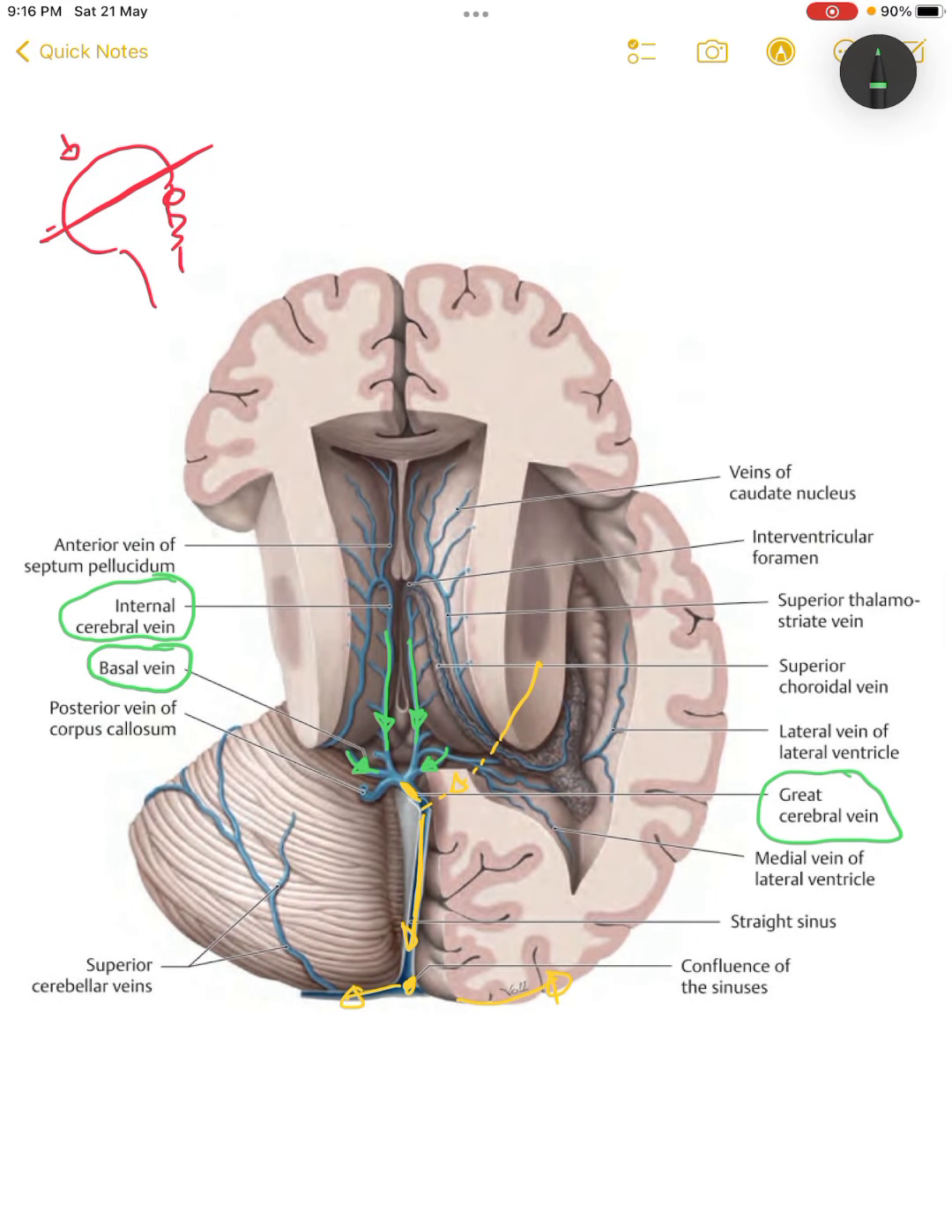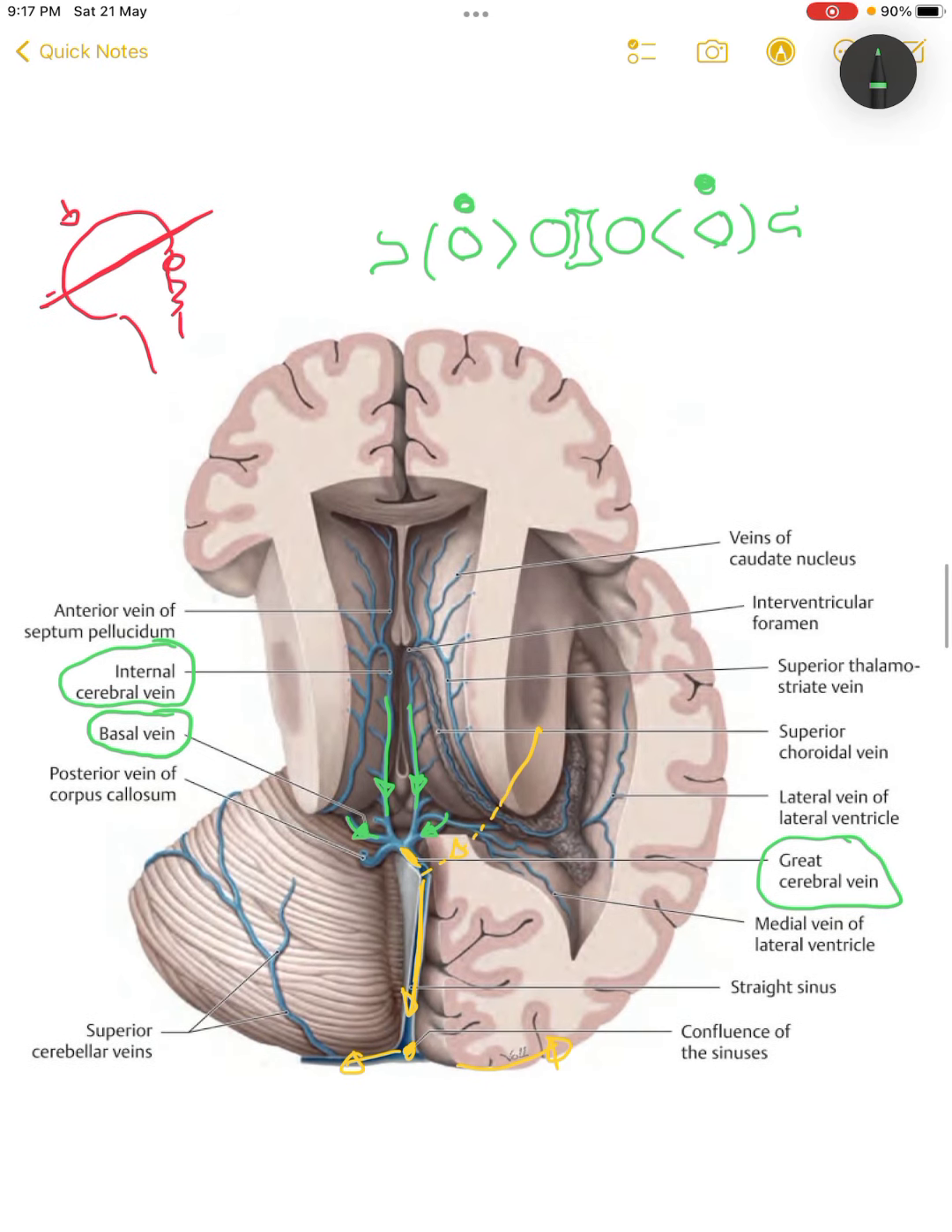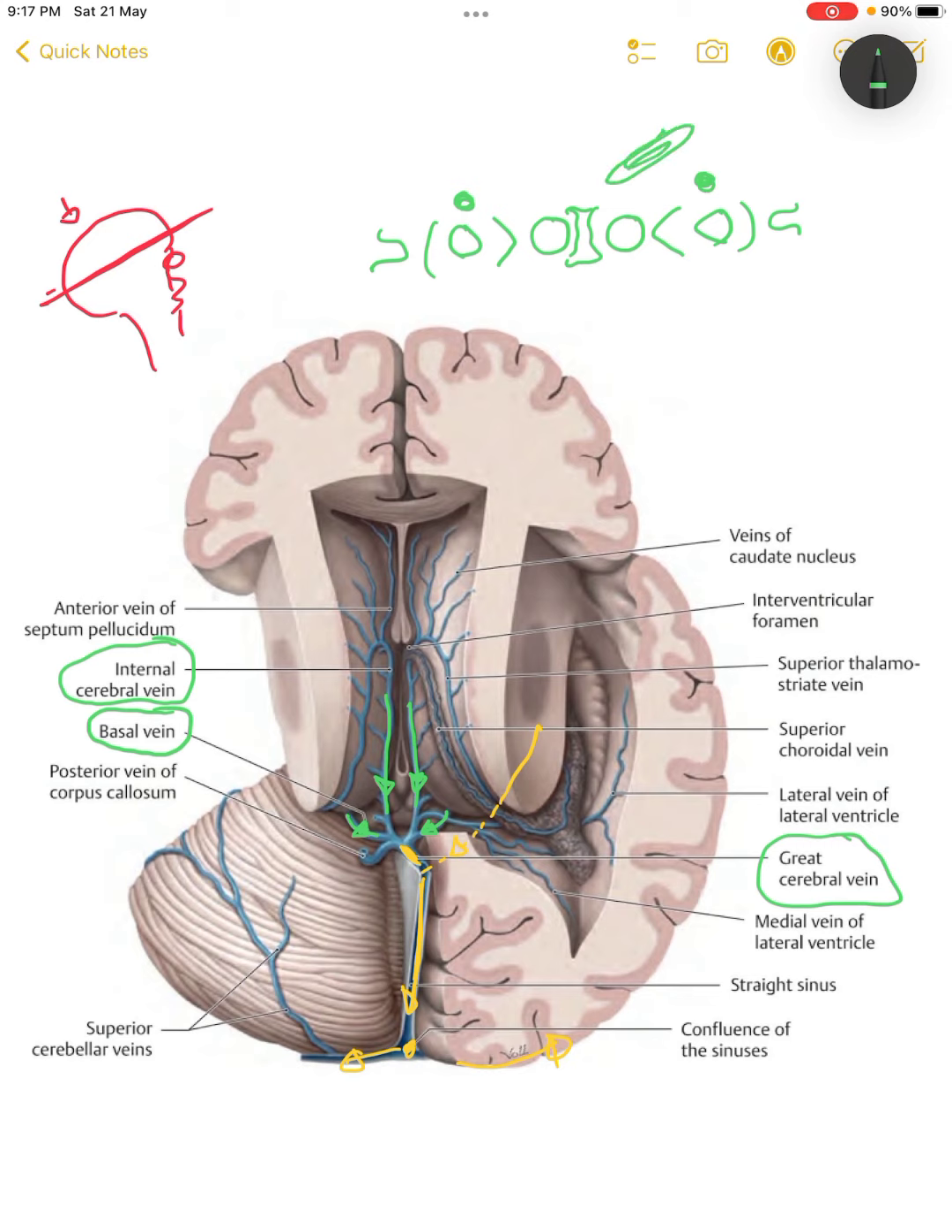Now I told you guys already in my previous lectures this sequence. If this is the thalamus, in between the thalami we have the third ventricle, then we have this structure which is our internal capsule, then the lentiform nucleus, then the external capsule, then this insula, right? And next to the lentiform nucleus we will find the caudate nucleus, and you can easily appreciate here you will find the lateral ventricles.